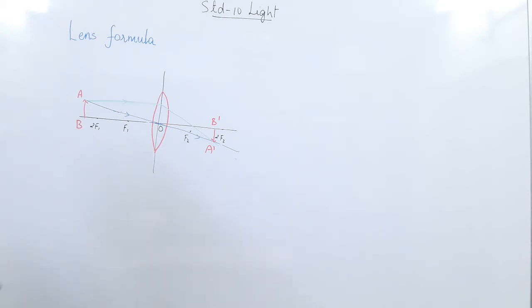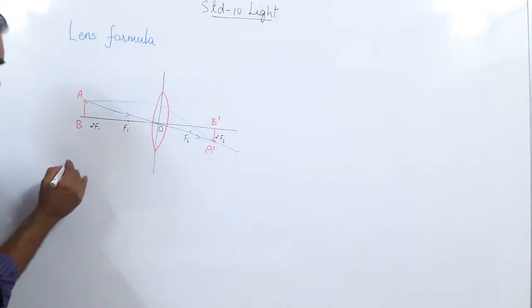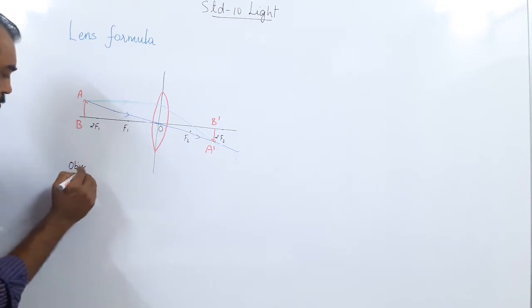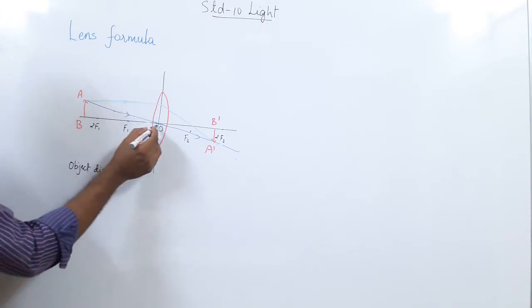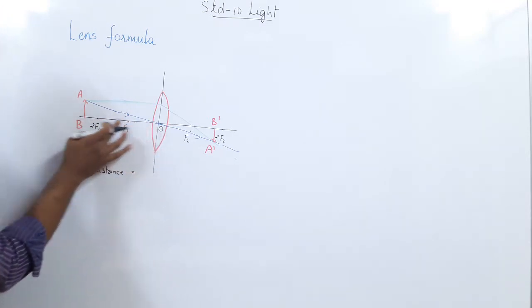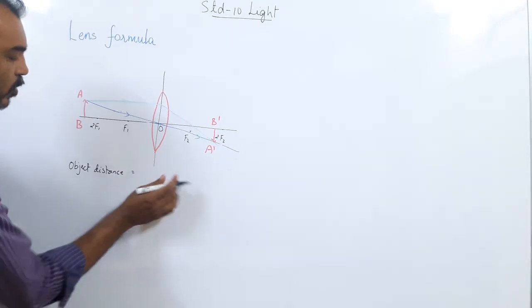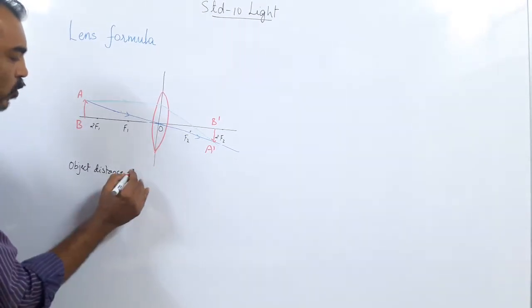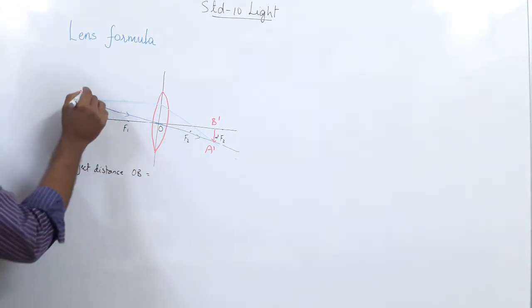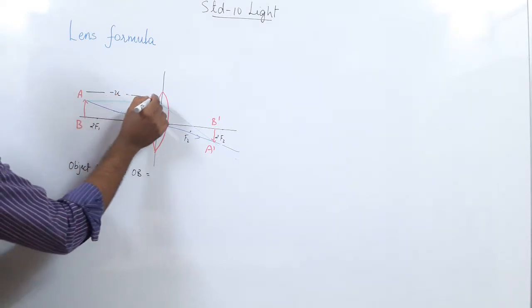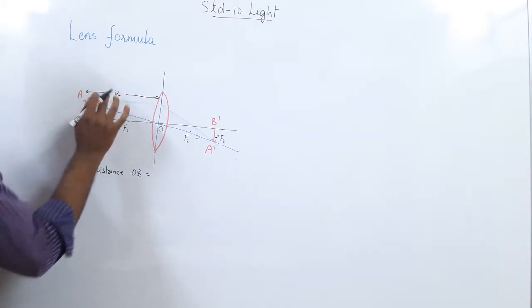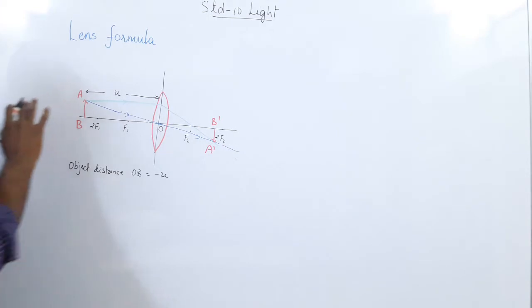Now we'll write whatever consideration we have taken. All the distances are measured from the optical center O. So the object distance is OB. See, the object is placed at a distance OB, and the object is on the left side, so we'll call it minus U. The distance is U, but the minus sign indicates it is on the left side.